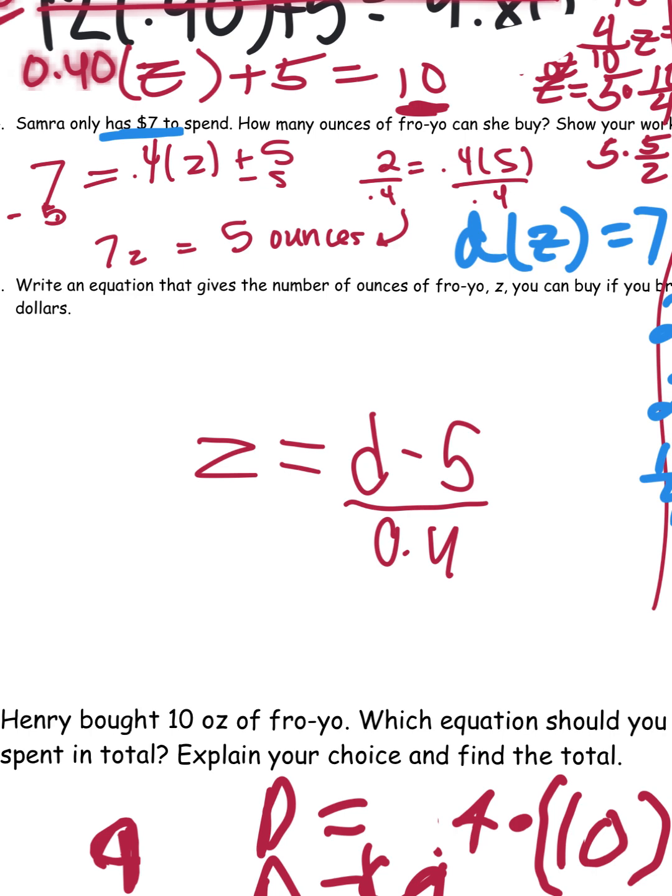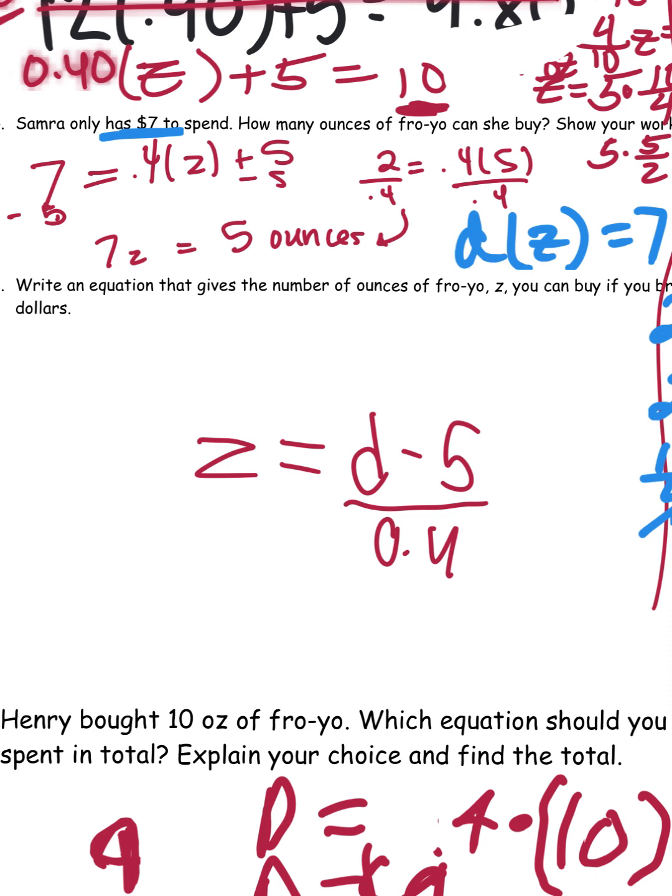2 goes into 4 2 times, and then 10 divided by 2 is 5 ounces. We okay with that? Okay, and then we have this one right here.